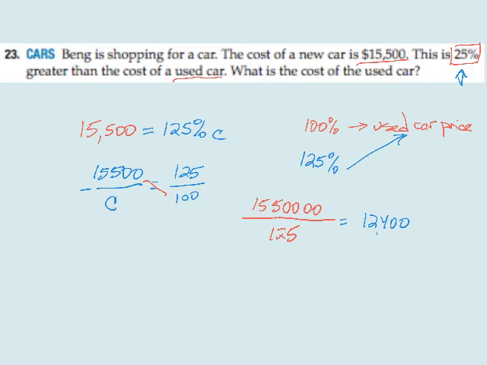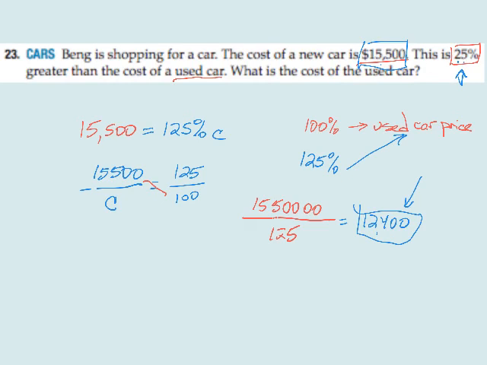And I look at that and say, okay, that's less than the cost of a new car, because the new one was 15,500. Is it 25%? What's a fourth of 15,500? Now, if I think of that as 16,000, a fourth of it would be 4,000. Is 12,400 about 4,000 less than 15,500? Yeah, I think it's right about there. That's a pretty good answer.